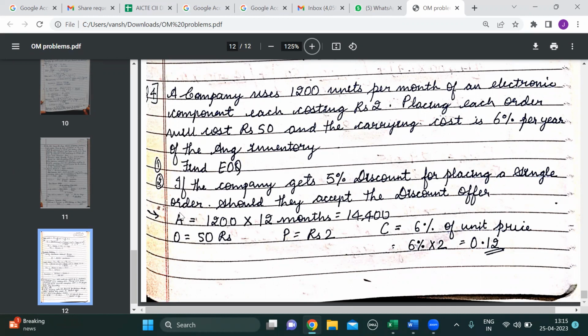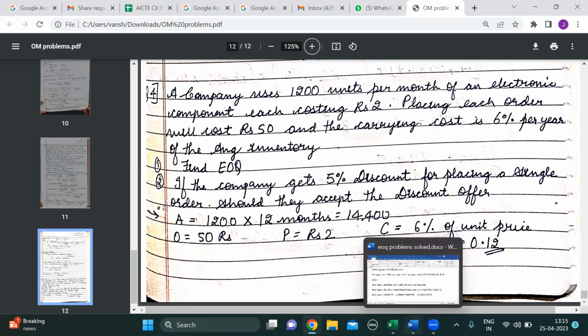So your annual requirement, the company requires 1200 units per month. So 1200 into 12 months. So your annual requirement is 14,400 units. They have given you the cost per unit, price is rupees 2. Ordering cost is 50 rupees and carrying cost is 6%. So 6% of unit price, 6% of 2 rupees, which is 0.12. So we'll solve this now here further.